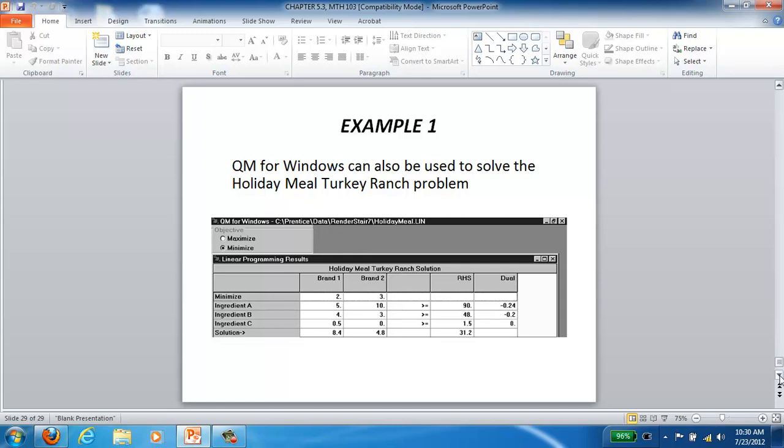Take a look at example 1. QM for Windows can also be used to solve this particular problem.